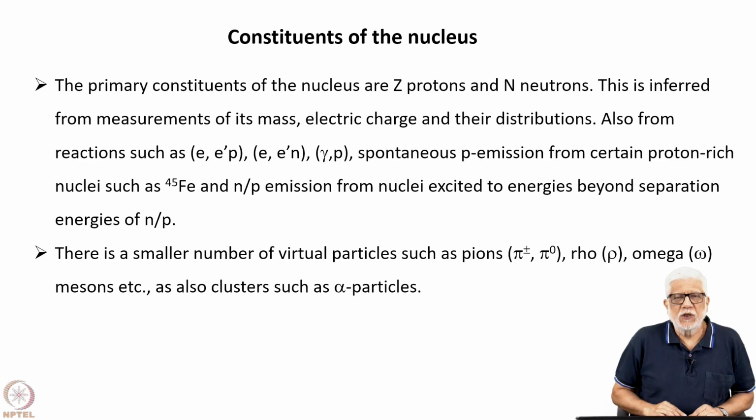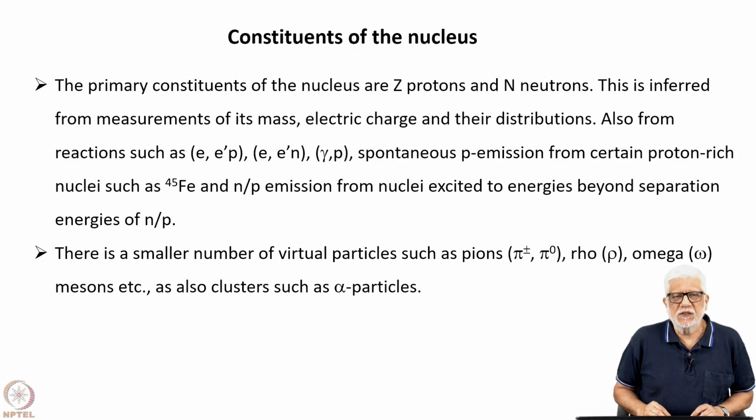Okay. So, the constituents of the nucleus, the primary constituents are just protons and neutrons. There are Z protons and N neutrons. This is what we have learned over the last century or so. This is inferred from the measurements of its mass, electric charge and their distributions.